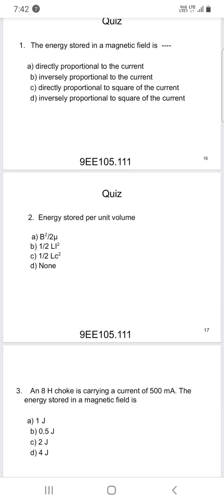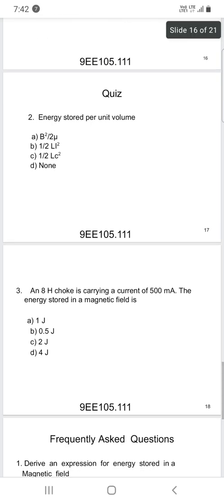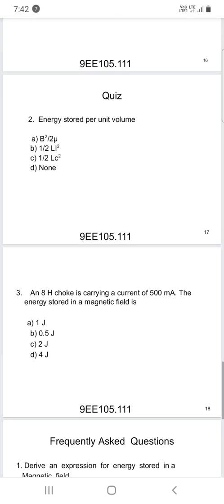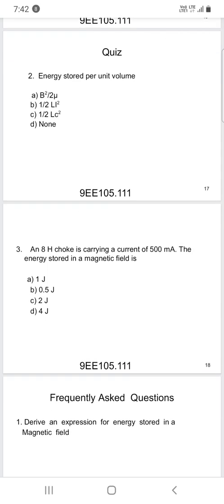Next, the second question. Energy stored per unit volume is: option A, B square by 2 mu; option B, half L I square; option C, half L C square; option D, none. Here the energy stored per unit volume is option A, B square by 2 mu, which is the correct answer.